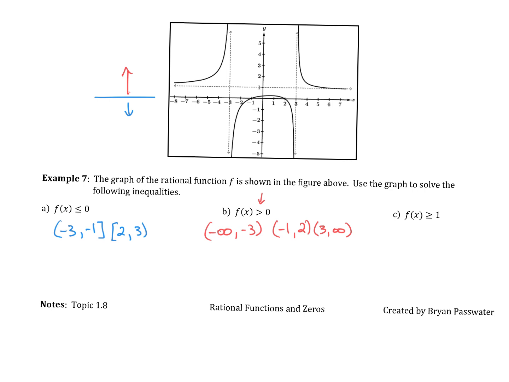All right, and then part C. This one says f of x is greater than or equal to 1. So now, instead of just above my x-axis, I need this thing to be above or equal to 1. All right, and so when is this above or equal to 1? -infinity to -3. And then when? 3 to infinity. All right, it's everything up here.